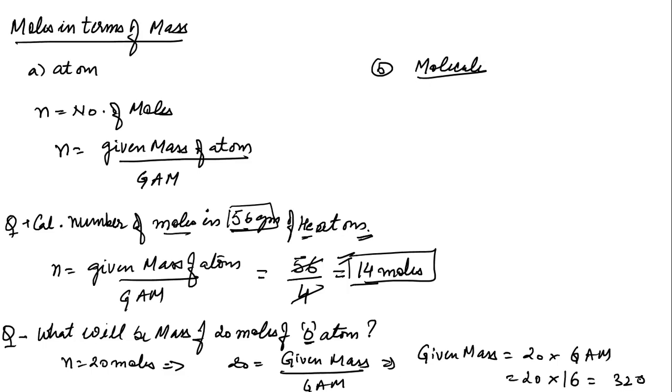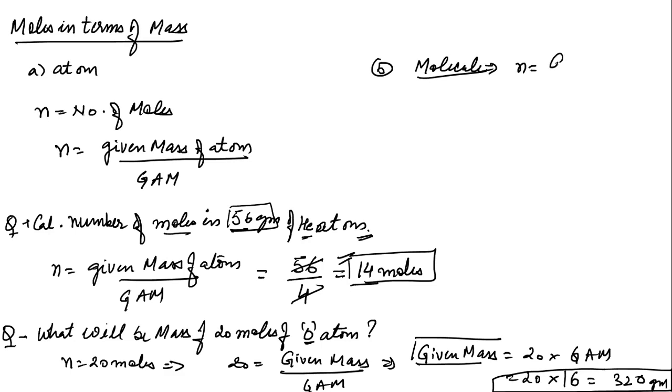The gram atomic mass is in grams, but this is given mass. So this would be gram. It's not AMU, because we are calculating the given mass, not the gram atomic mass. Okay. So both these two questions are clear. Any doubt?